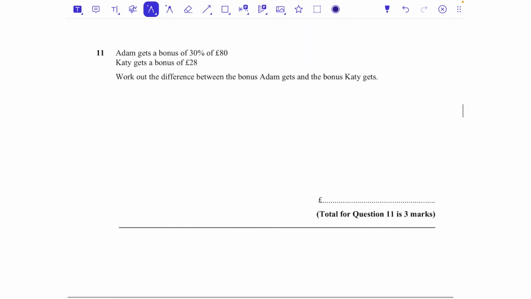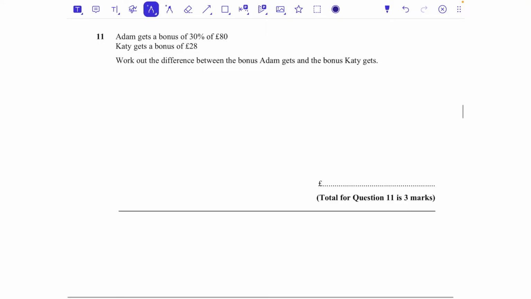Question number 11. Adam gets a bonus of 30% of £80. Katie gets a bonus of £28. Work out the difference between the bonus Adam gets and the bonus Katie gets. Now, we do have a calculator for this, so you could do 30% of 80 in your calculator by doing 0.3, because that's 30% as a decimal, times by 80, and that would give you 24.